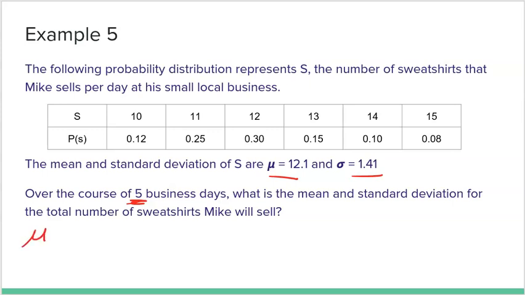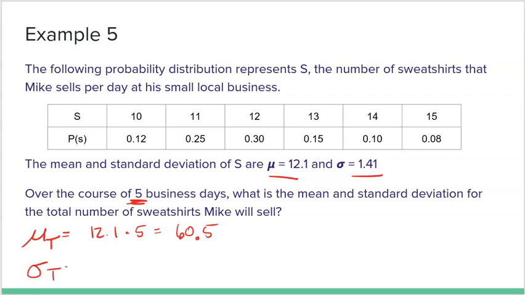Over the course of 5 days, how many total sweatshirts do you expect Mike to sell? Well, again, that's 12.1 for the first day, 12.1, 12.1, 12.1. So I'm just going to speed this up. It's 12.1 for the 5 days. Again, that's not a constant. That's just me multiplying by 5 for each of the 5 days. And that means he expects to sell 60.5 sweatshirts over the course of 5 days.